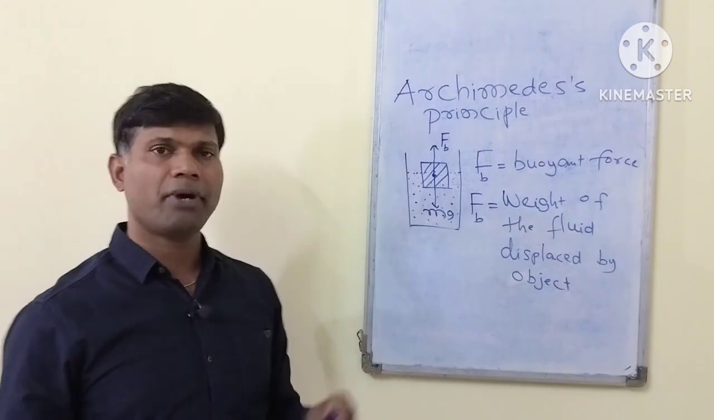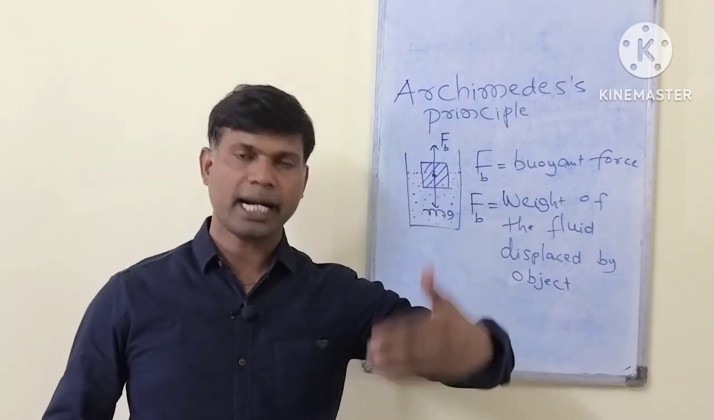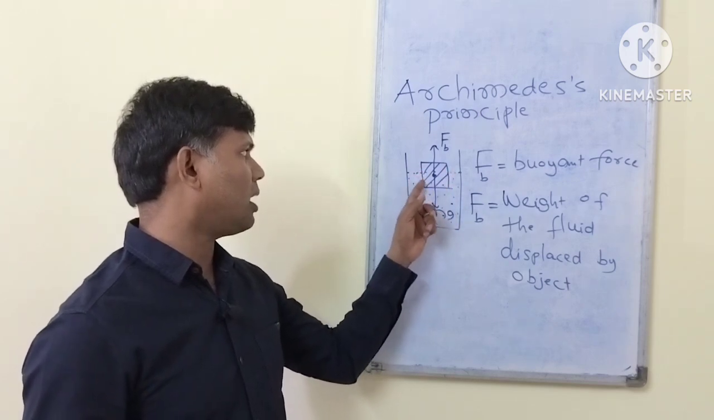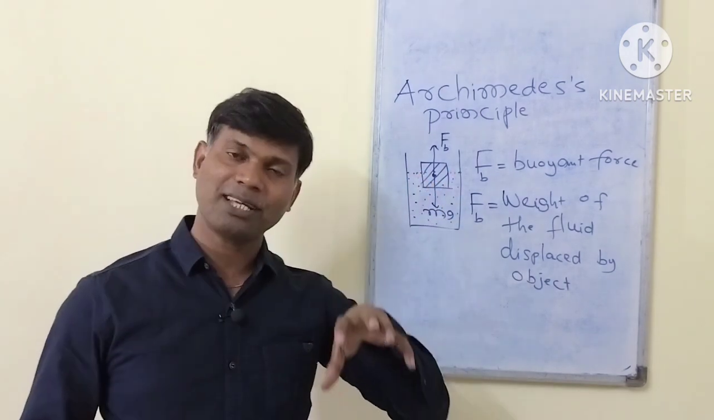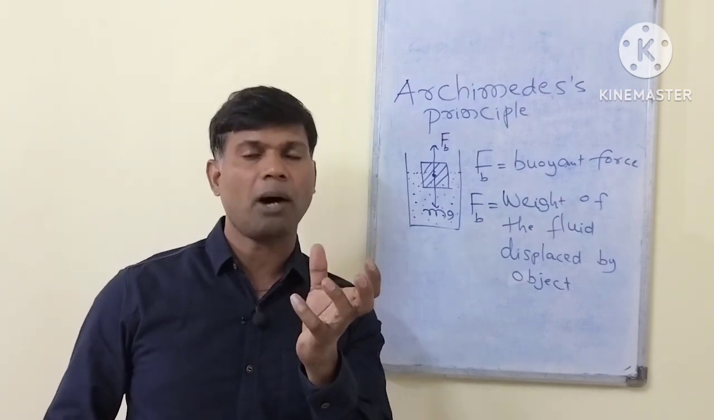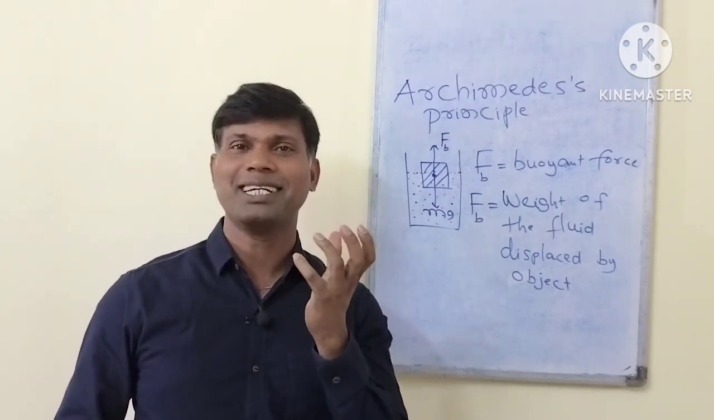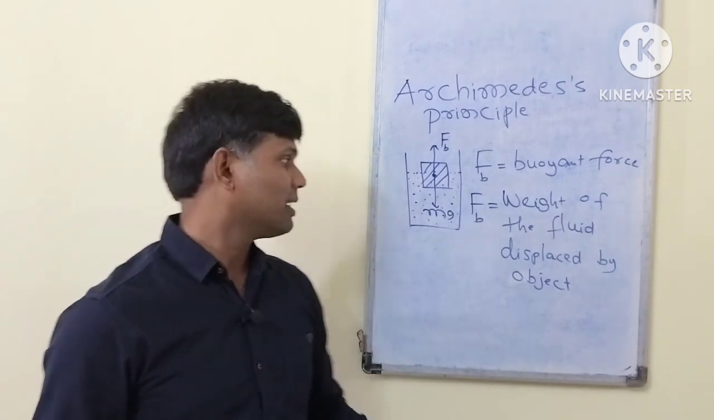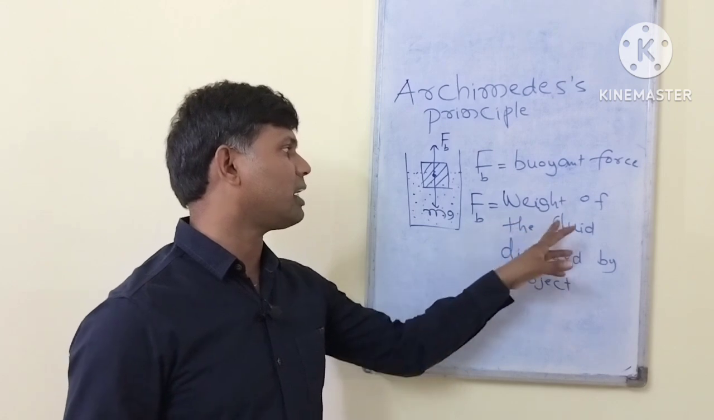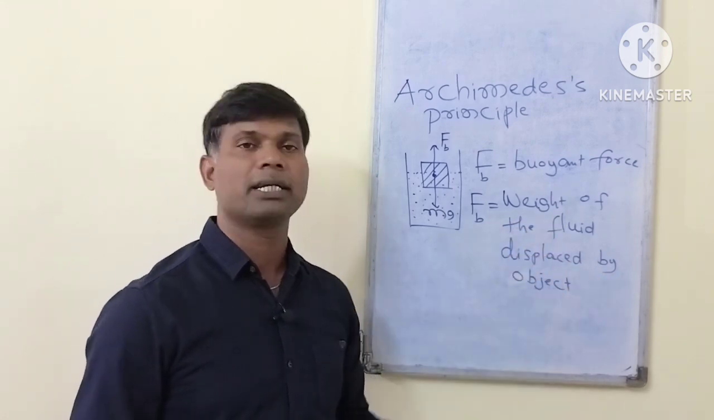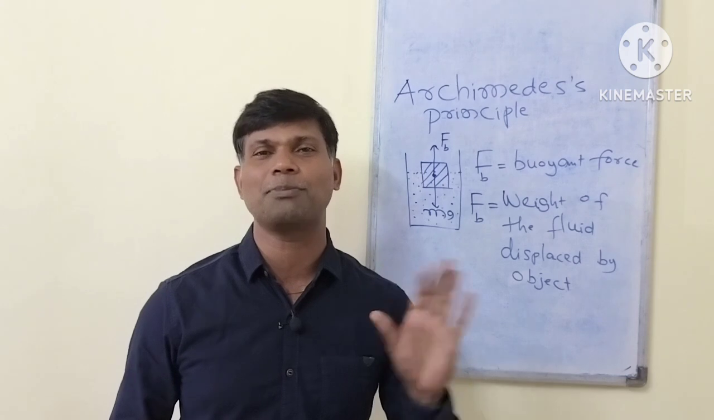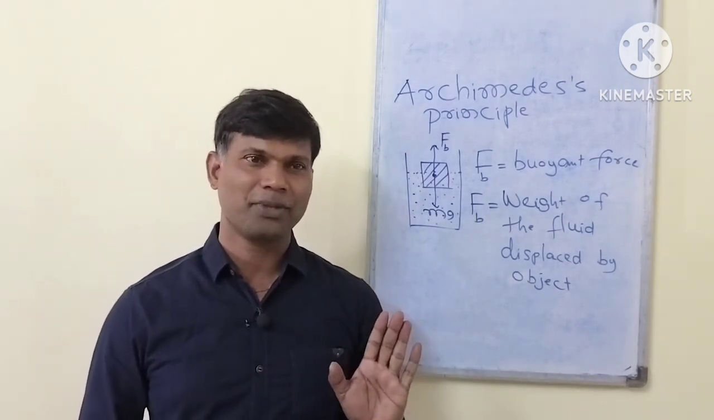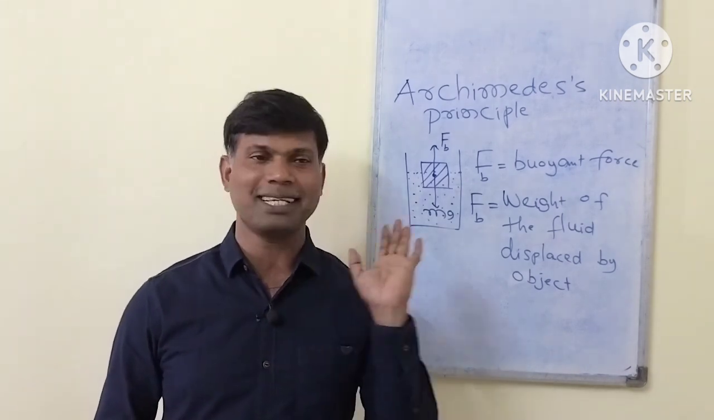So when this object went inside the fluid, this much volume of the object is inside the fluid. So an equal volume of fluid is displaced by the object. This we discussed in the previous class. This buoyant force is equal to the weight of the fluid displaced by the object. This is called Archimedes principle. You got it, no? Now we will discuss different cases.